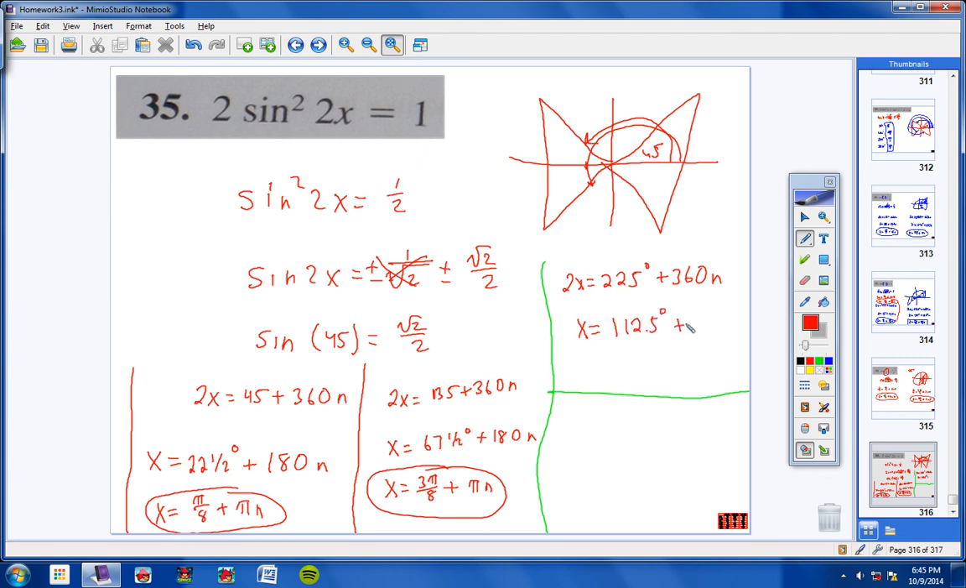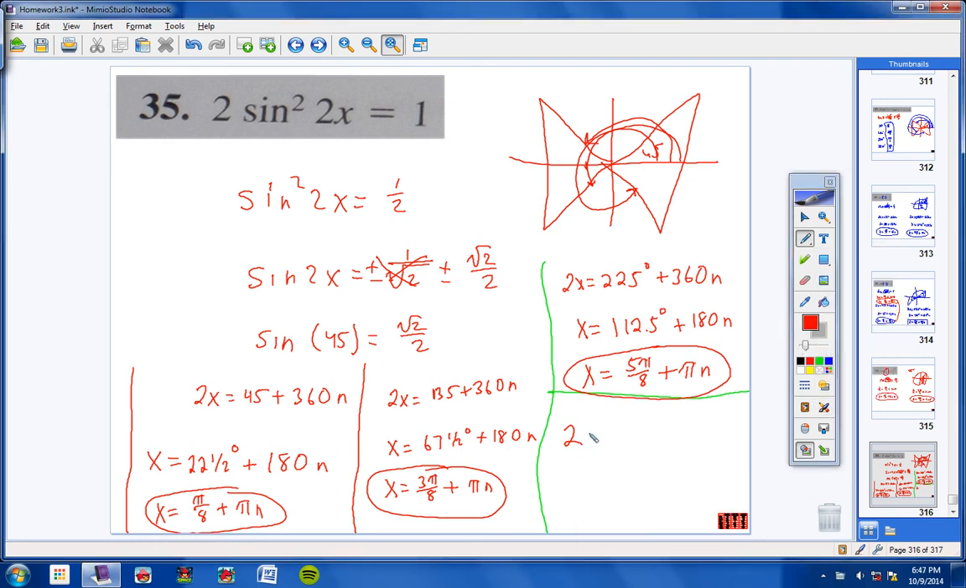112.5 plus 180n. Convert the 112.5 to radians, and you will get 5 pi over 8 plus pi n. Okay, there we go, because 180 is pi radians, right? And then lastly, we have our 45 degrees right here, so we go all the way around, 45 degrees short, and you're left with 315 degrees.